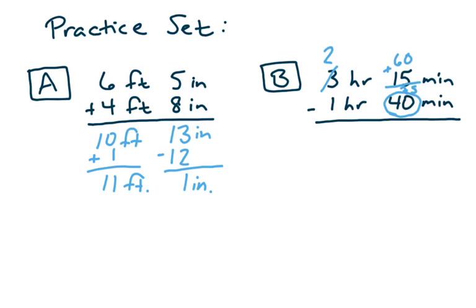So we have 60 plus 15 is 75. Can you see my 7? 75 minus 40. 5 minus 0 is 5. 7 minus 4 is 3. We're left with 35 minutes. 2 hours minus 1 hour is 1 hour. Okay, like I said, these are not new concepts. We're just practicing them some more, and we're having to simplify, aren't we?